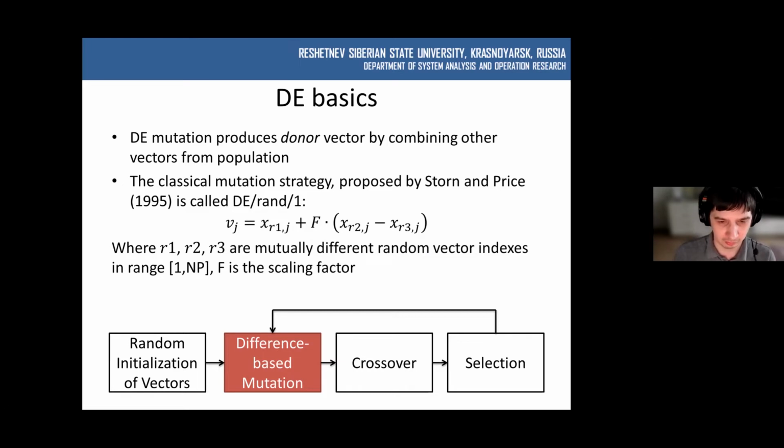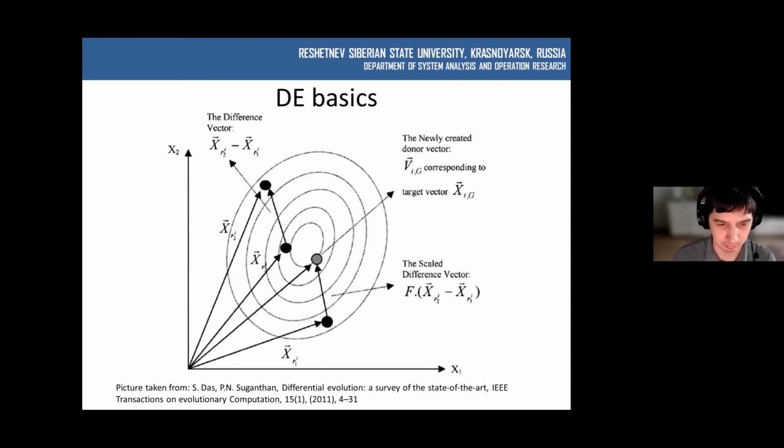And here we first meet our first parameter, it's scaling factor. So how it works? As I said, we take one vector and add a scaled difference between 2 other vectors in the population. Okay, this may seem strange. Why should we even do this? But it appears that depending on the distribution of points, this could be a very good idea to guide the search process.